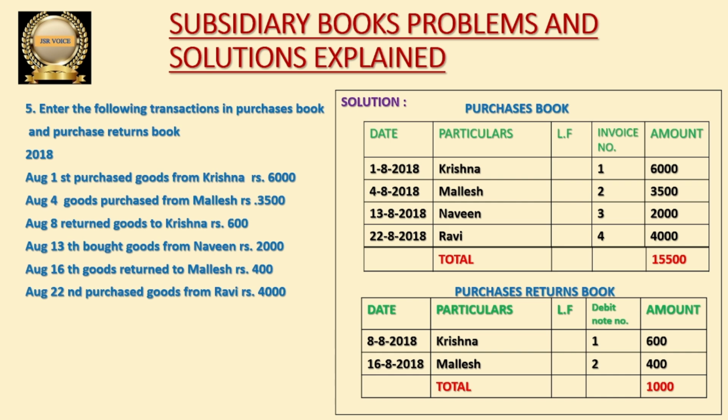Look into the purchases book. Date column 22-8-2018. Particulars column Ravi. Invoice number 4. And in the amount column 4000. Okay, now all transactions are finished. We have to total both the books separately. So the purchases book total is 15,500, and for the purchase returns book total you have to add the amounts. So the purchase returns book total is 1000. These two are the answers for this question. Hope you understood. Let us move to the next question.